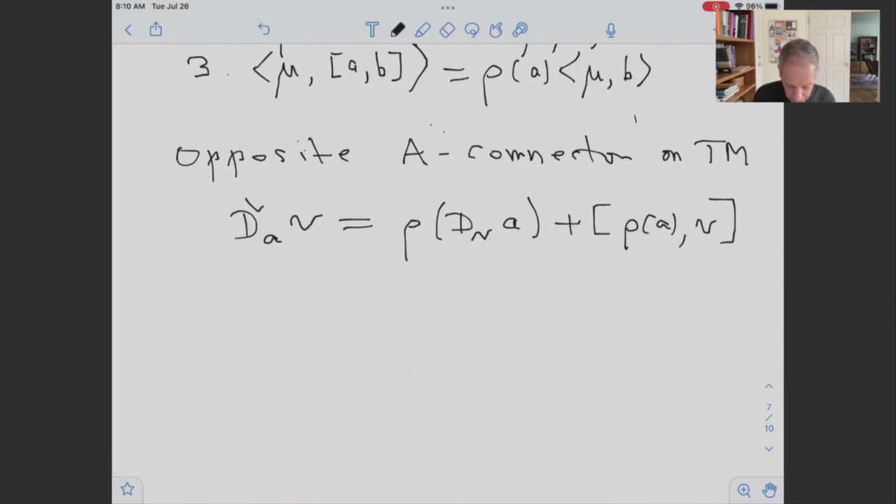Okay, so in terms of the opposite connection, we have this nice condition that simply the opposite connection acting on pi equals 0. The opposite connection originally was defined to act on vector fields or on the tangent bundle, but as usual, you can extend it to all tensors. In particular, you can extend it to bivector fields, and then the condition is D-opposite of pi equals 0.